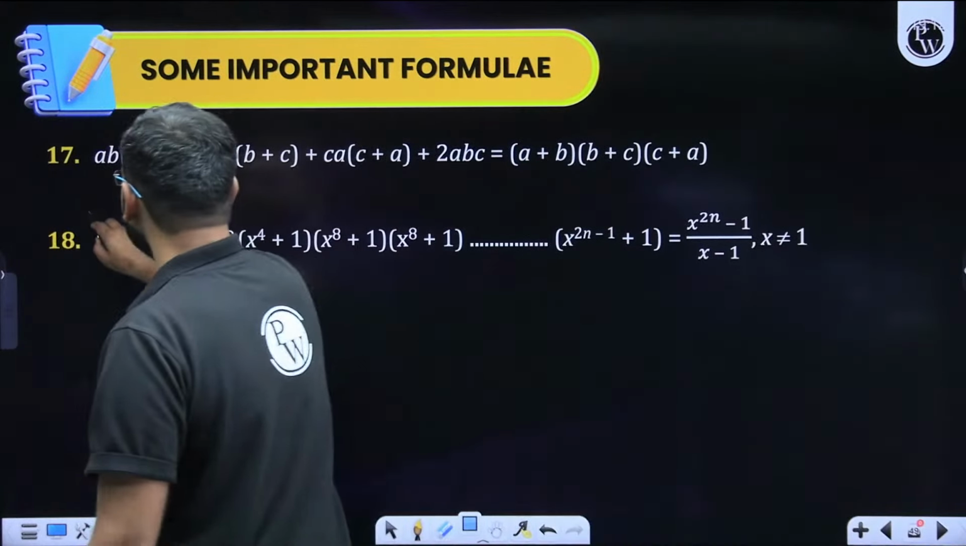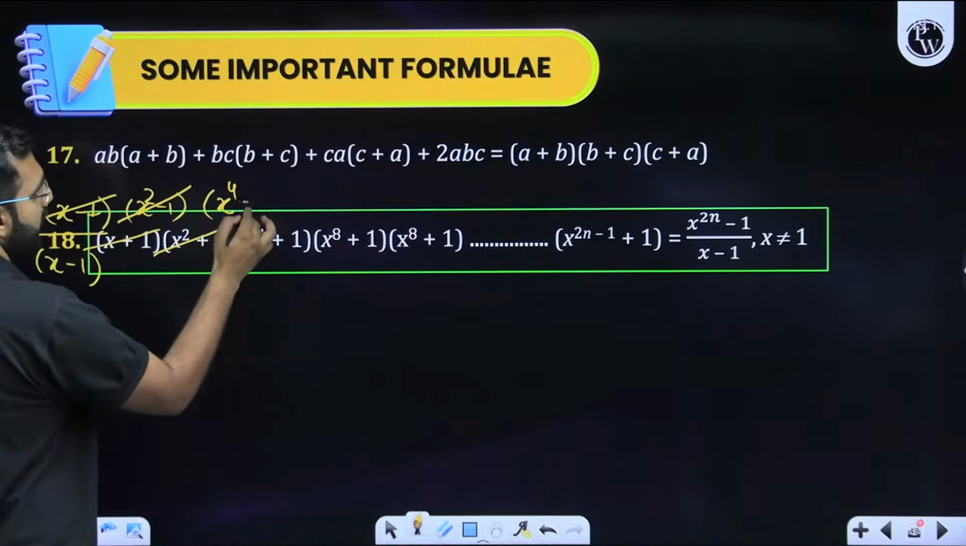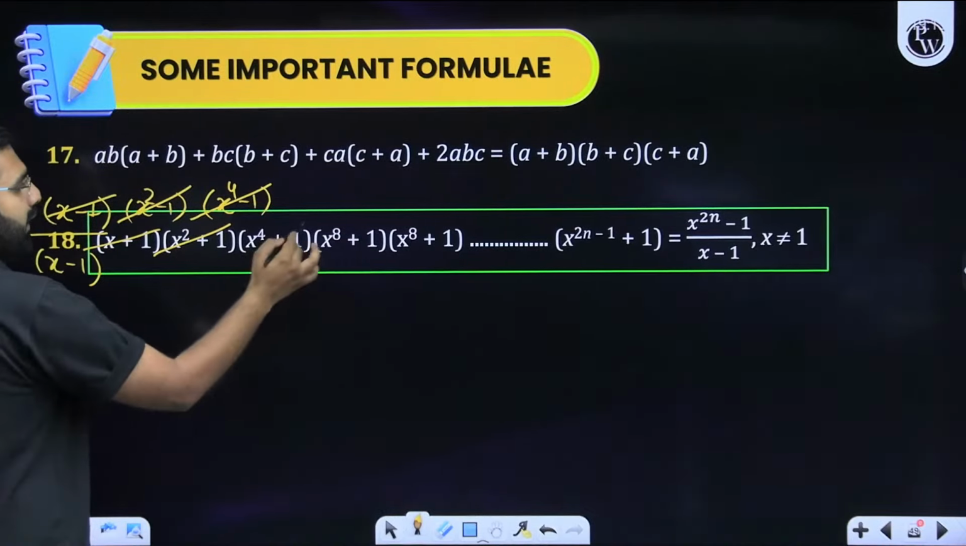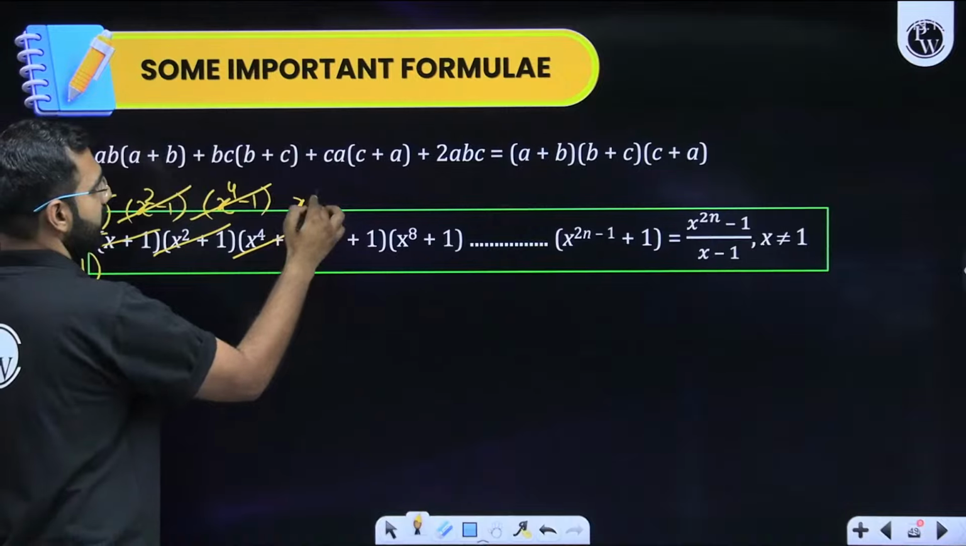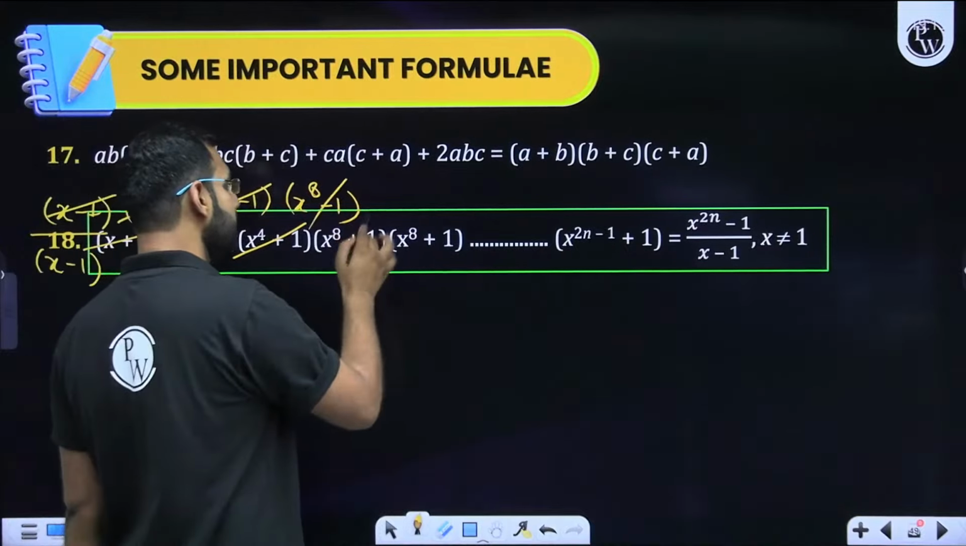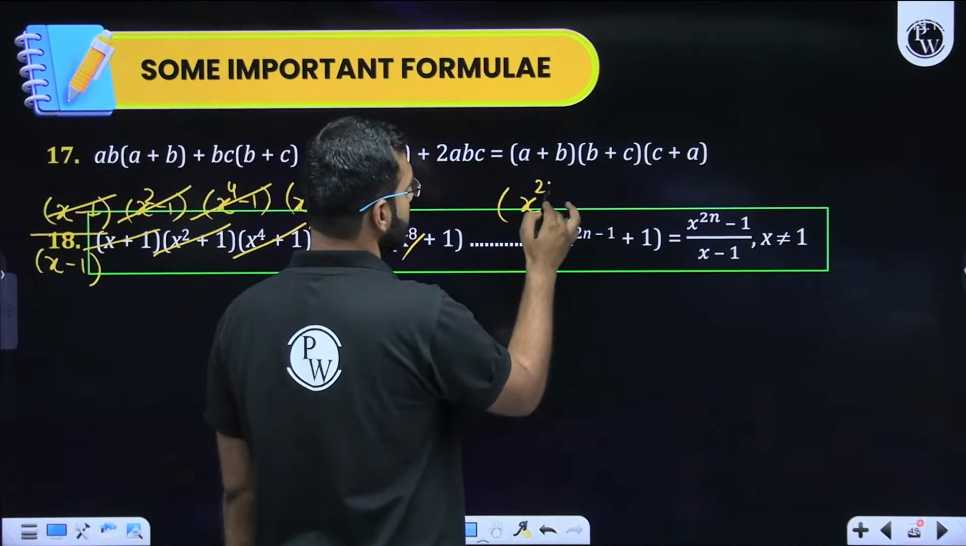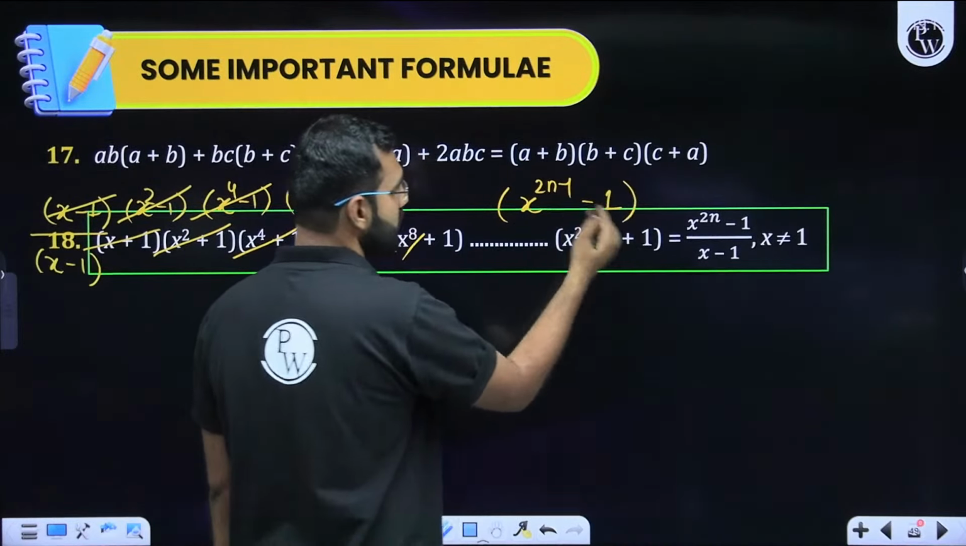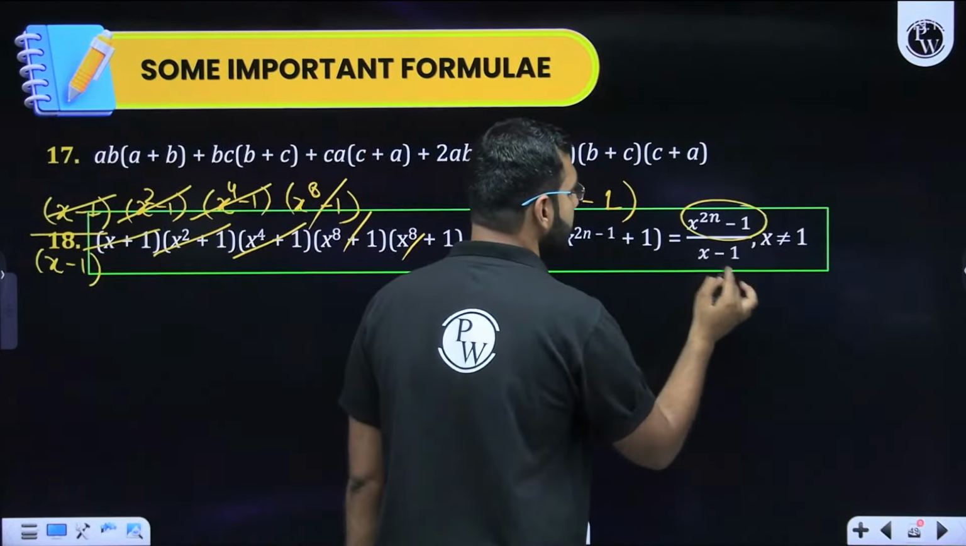So here I hope you're understanding. If you multiply and divide it by x minus 1, then x minus 1 with x plus 1 becomes x square minus 1. X square minus 1 with x square plus 1 becomes x to the power 4 minus 1. X to the power 4 minus 1 with x to the power 4 plus 1 becomes x to the power 8 minus 1. A plus b into a minus b, I'm applying constantly. So ultimately, I have gotten this clarity that in the end, I'll get x to the power 2n minus 1, and x minus 1 will be there in the denominator, because this we have already introduced.